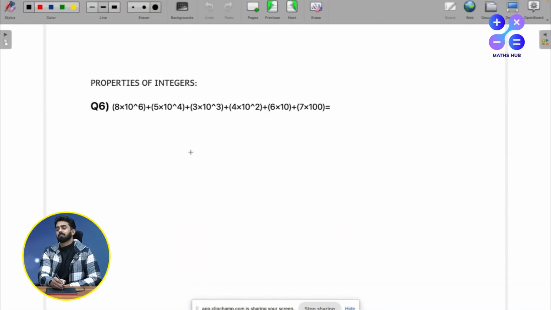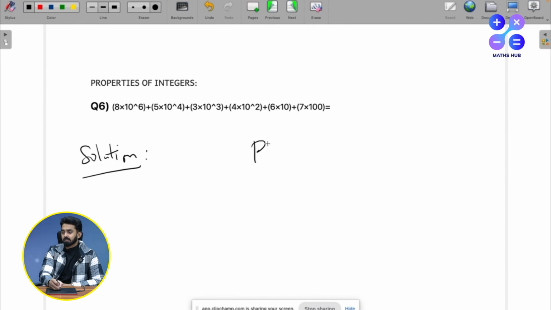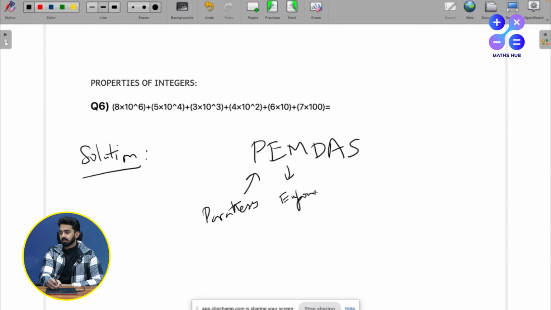Okay, this is a PEMDAS related question. So let's solve it using the PEMDAS method. So refreshing our idea of PEMDAS. P is parenthesis, E is exponents, M is multiplication, D is division, addition, and subtraction. That is the order in which you need to perform any math operation, correct?